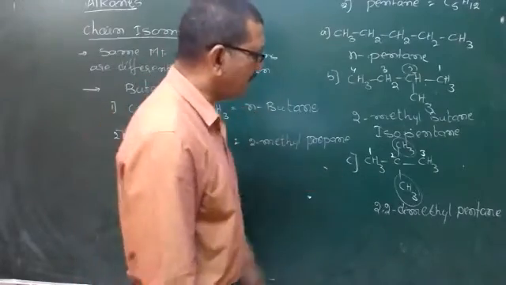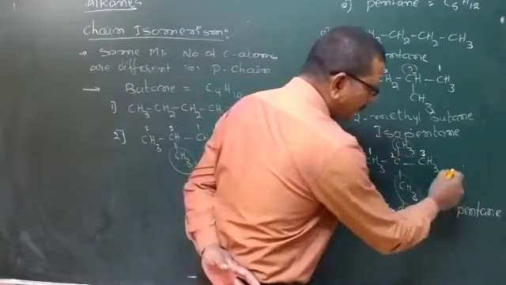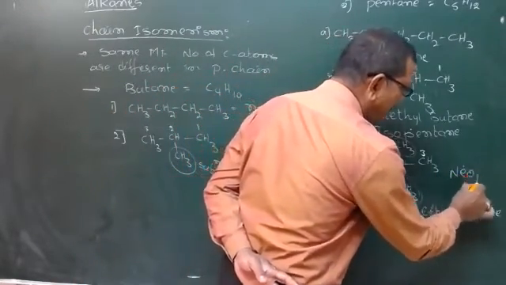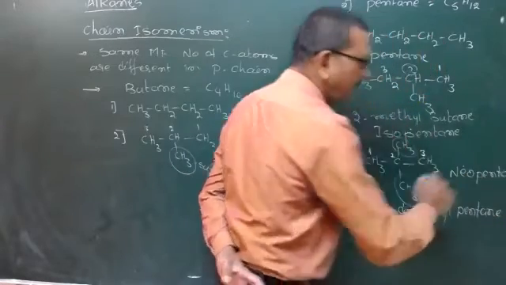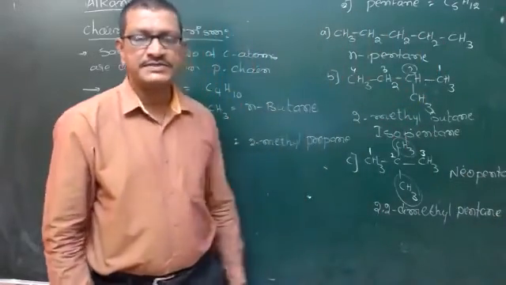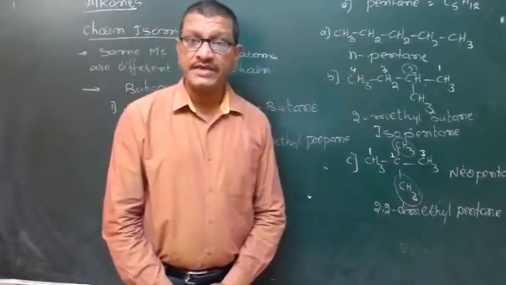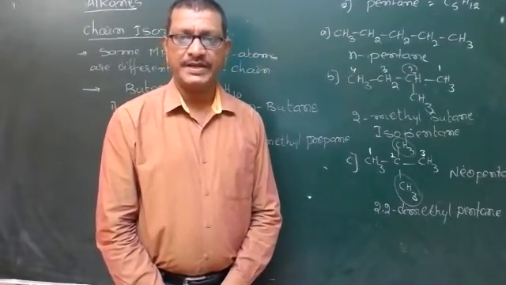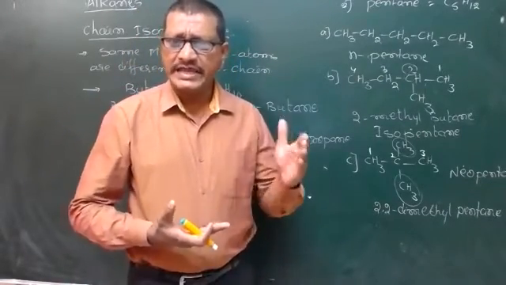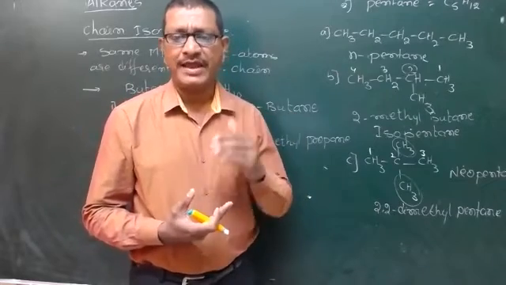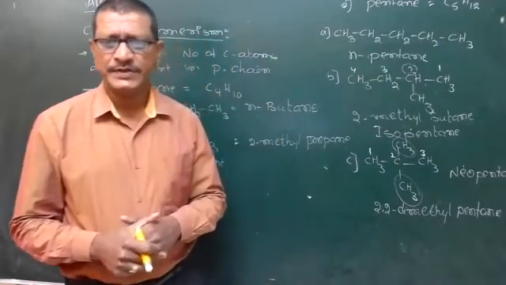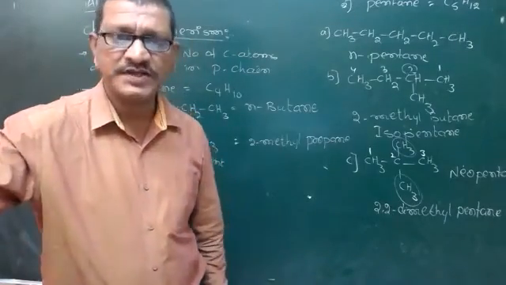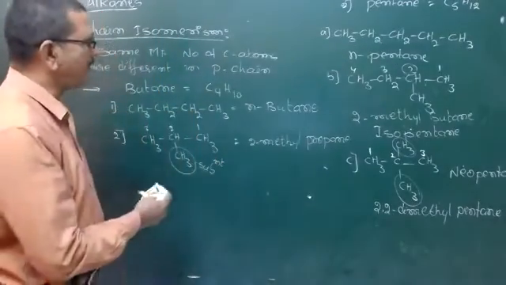But in this one, the common name is neopentane. Neopentane is the common name of this compound here. So this is the isomerism given by butane and pentane. Like this, hexane, heptane, we can give the isomers given by the alkanes. So this is the chain isomerism given by the alkanes.